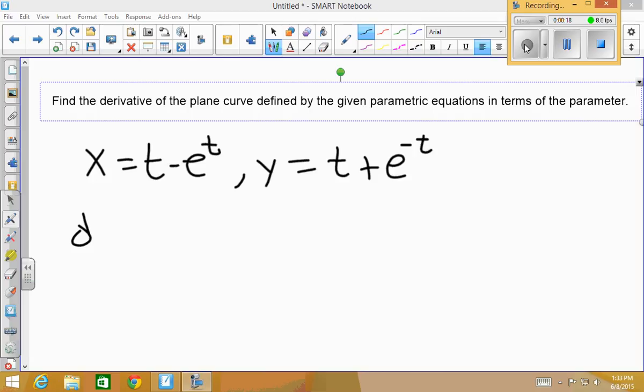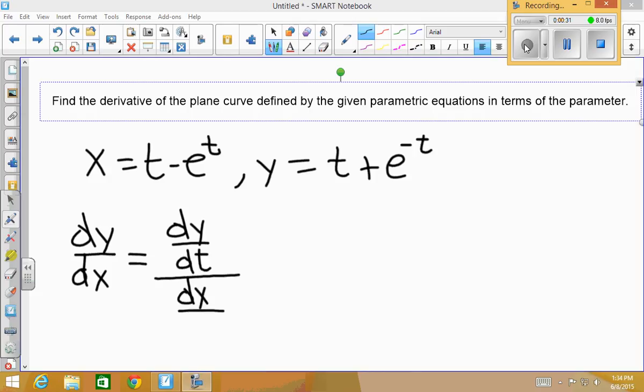Recall that the derivative of y with respect to x can be found by finding the derivative of y with respect to t and dividing that by the derivative of x with respect to t. This is how we find the derivative if we're only given the parametric equations for the given curve.